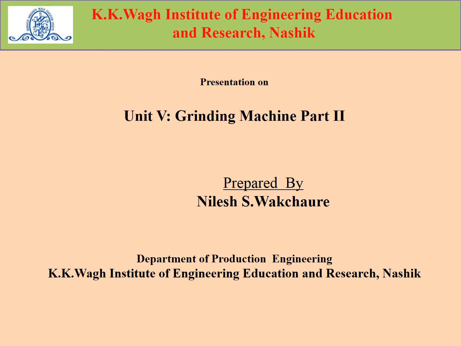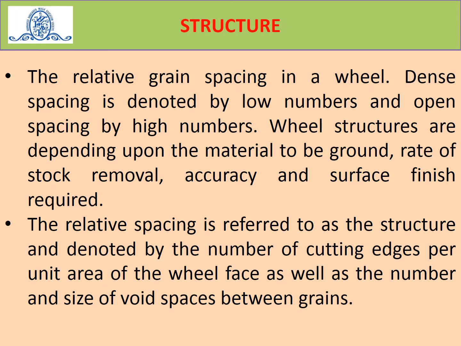Now, in the second lecture we discuss the marking system of the grinding wheel. The second one is the structure of the grinding wheel. So we'll start with the structure of the grinding wheel. The structure of the grinding wheel is nothing but the relative grain spacing in a wheel. Dense spacing is denoted by a low number and open spacing is denoted by a high number.